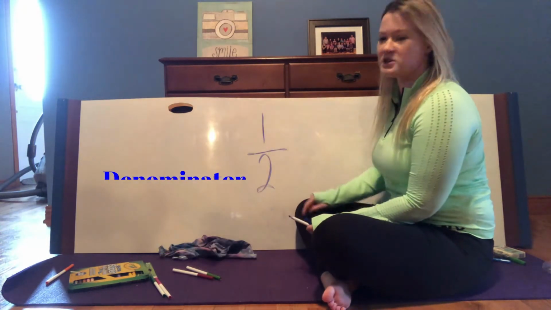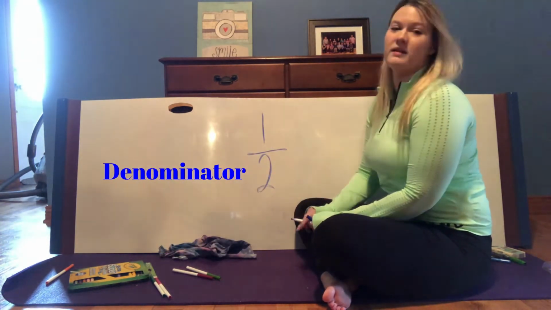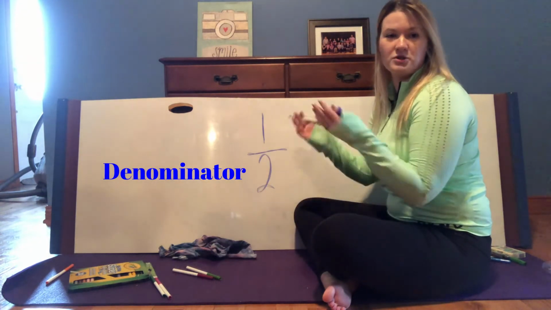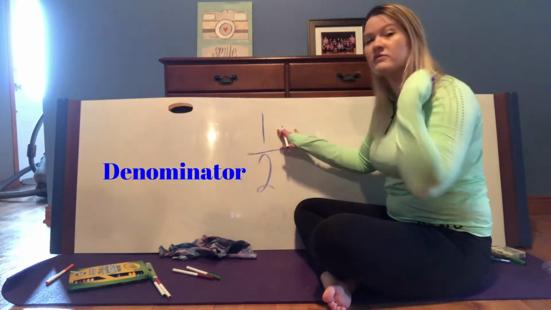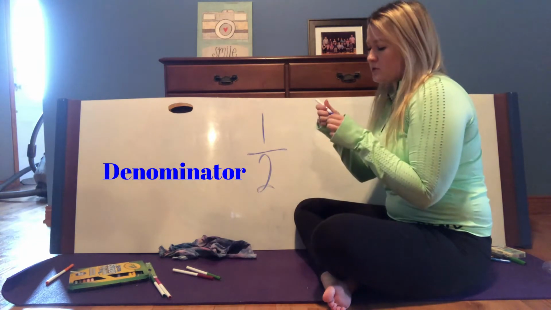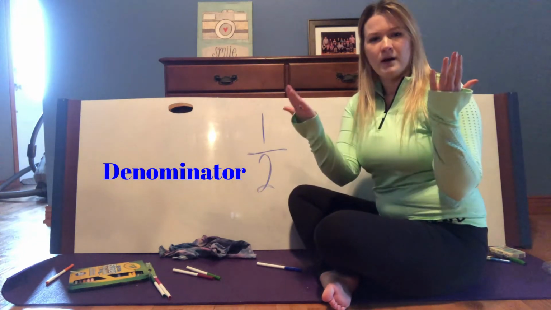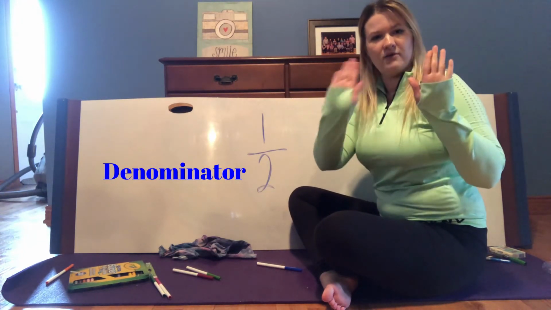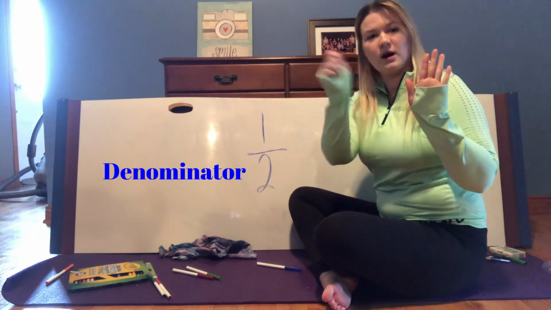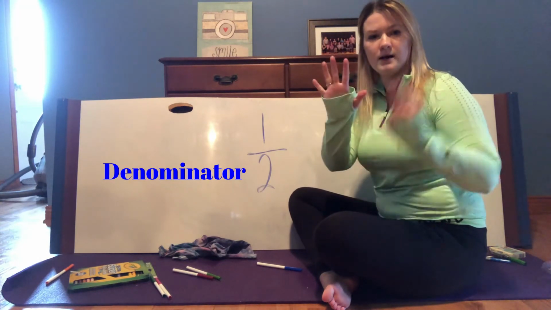In this example, our denominator is 2, meaning that our whole has been broken into 2 pieces. We have 1 of those pieces. So think about it as a piece of paper. If you fold it so that you have 2 pieces, and you color one side, then 1 of your 2 pieces are colored.